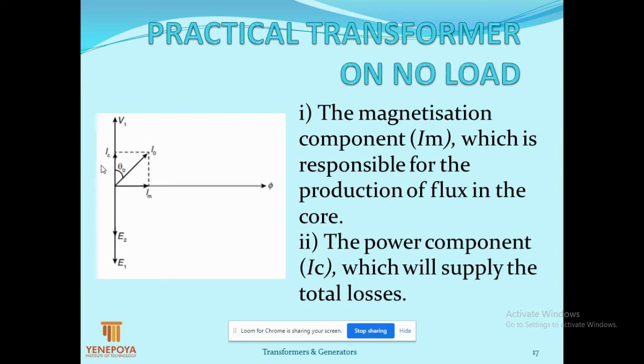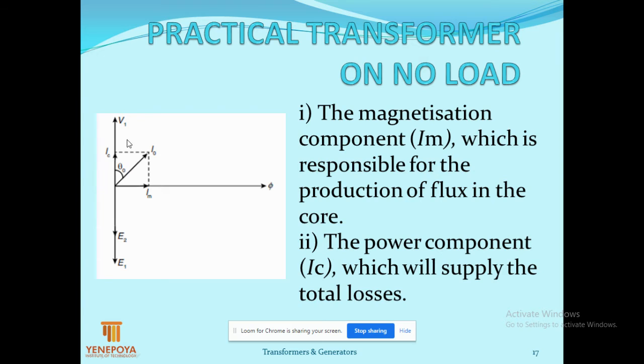You can see from the vector diagram here, Im and pi are in phase, and V1 and IC are in phase. We know from the equivalent circuit that I naught is the vector sum of IC plus Im. Draw a parallel line to Im from IC, and a parallel line to IC from Im. They will intersect at one point; join that, and it is I naught at an angle of pi naught.